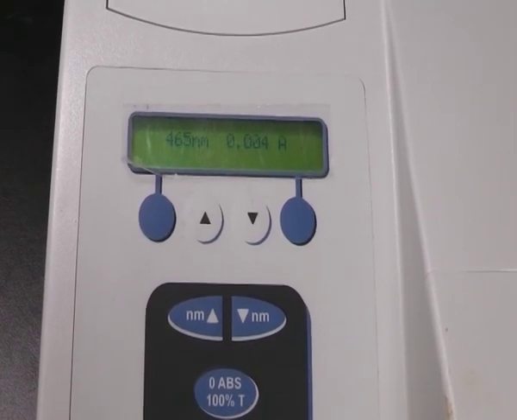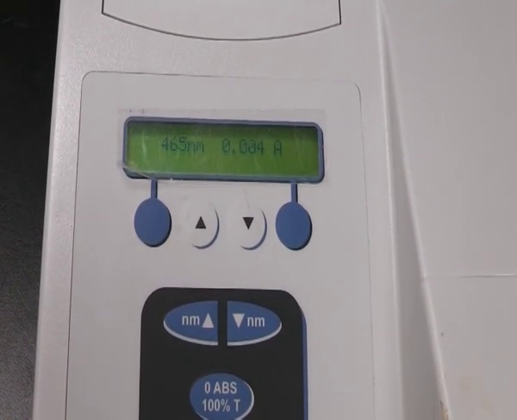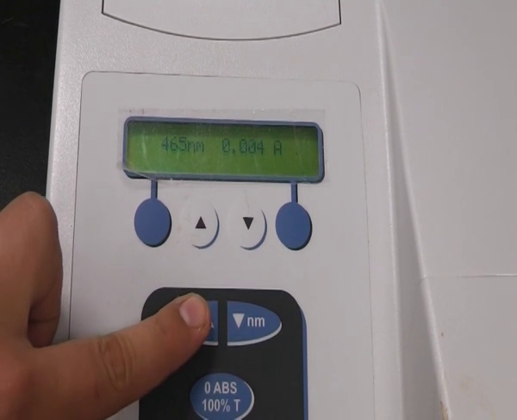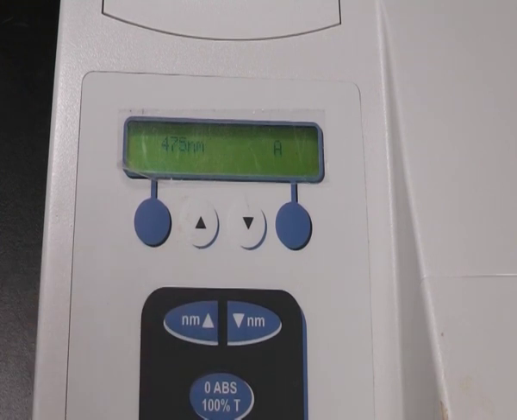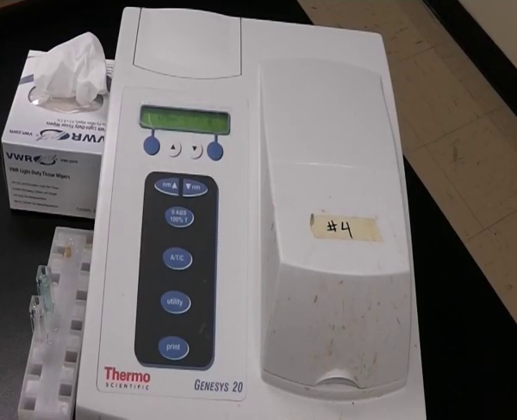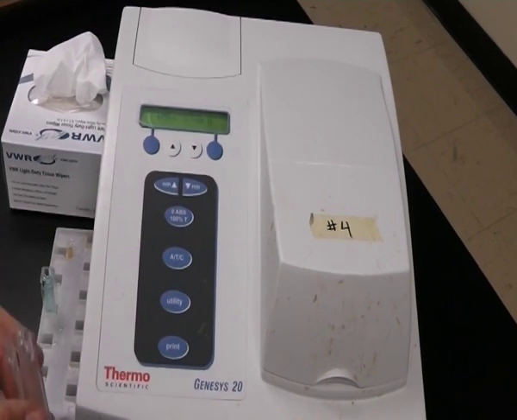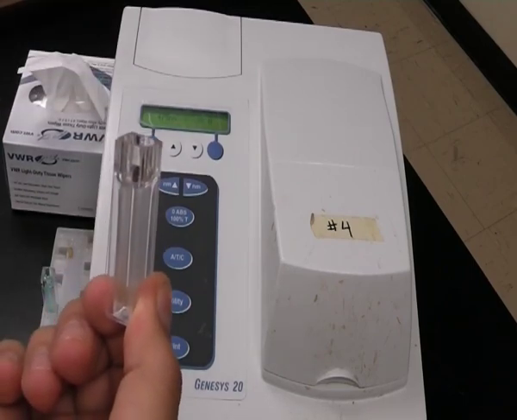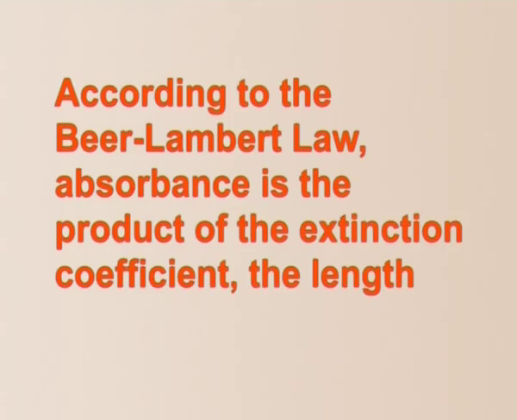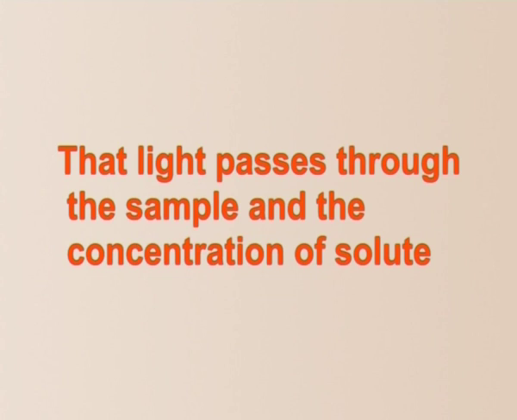The concept of spectrophotometry is that the beam of light radiated towards the sample is made up of a stream of photons. When photons encounter molecules in the sample, the molecules may absorb some of them, reducing the number of photons in the beam of light and decreasing the intensity of the detected signal. From the absorbance, the concentration of the sample solution can be determined from the Beer-Lambert's law, which states that there is a linear relationship between the absorbance and concentration of the sample. According to the Beer-Lambert's law, absorbance is the product of the extinction coefficient, the length that light passes through the sample, and the concentration of solute.